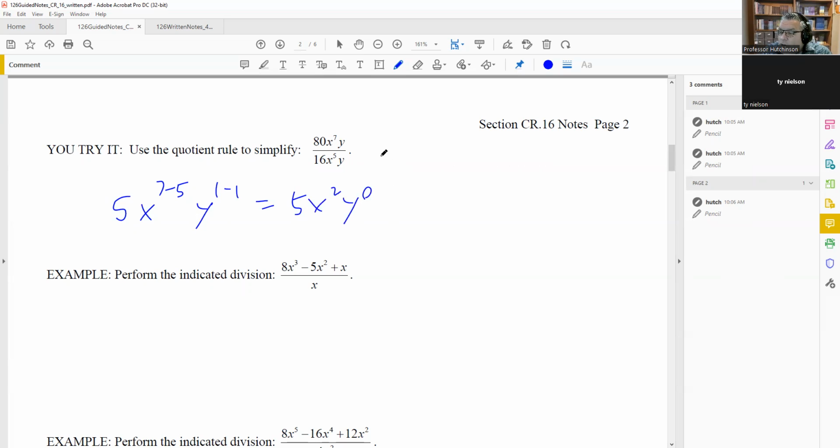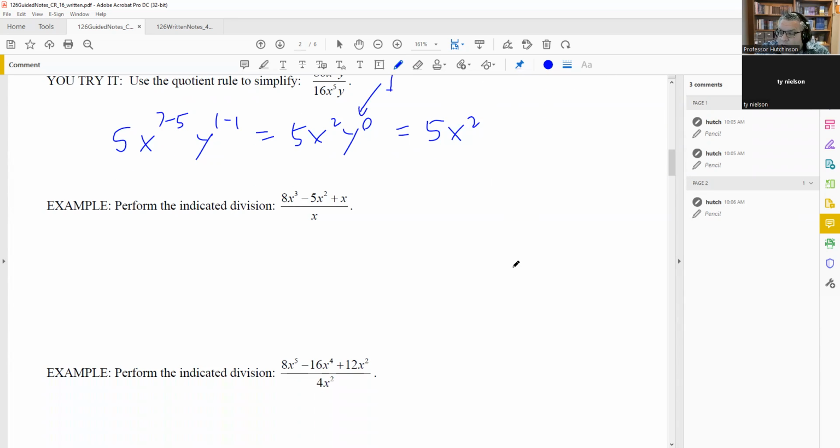And then y to the 0, this part right here, anything raised to the power of 0 is equal to 1, which means that we can just drop the y altogether and just write it as 5x squared. So the y's, again, you can just drop those out, cancel them out if you wanted to, and then proceed. But either way, you're going to get 5x squared.